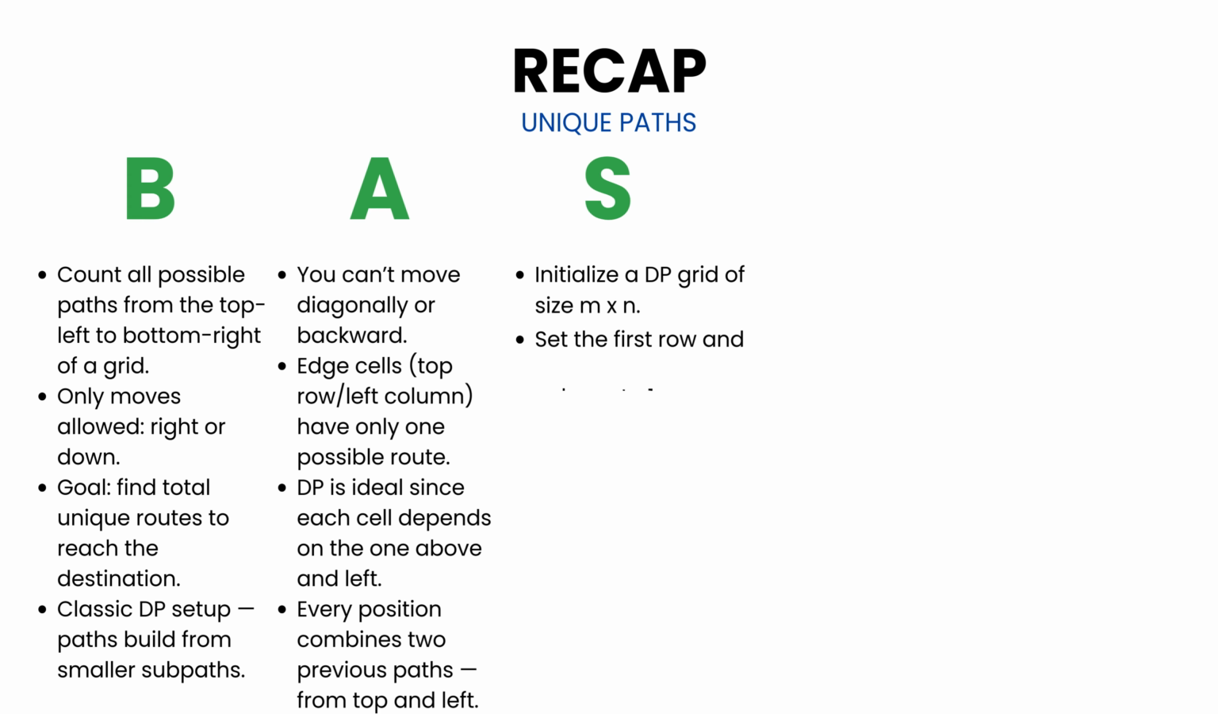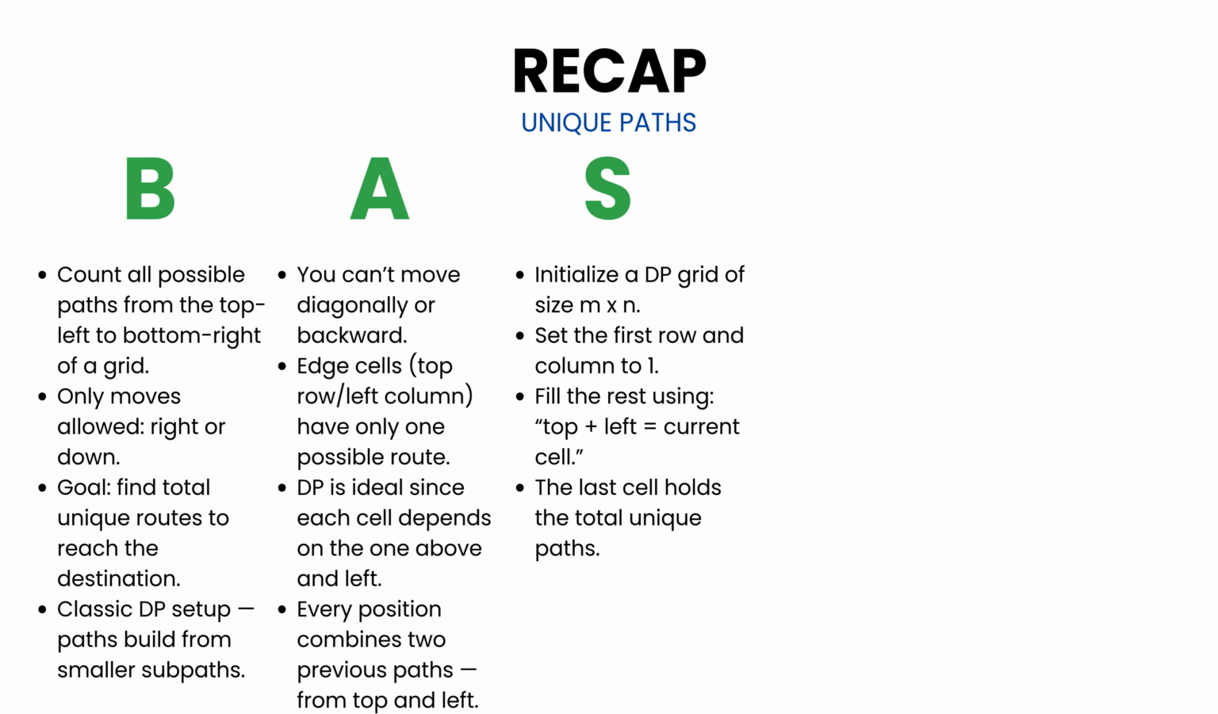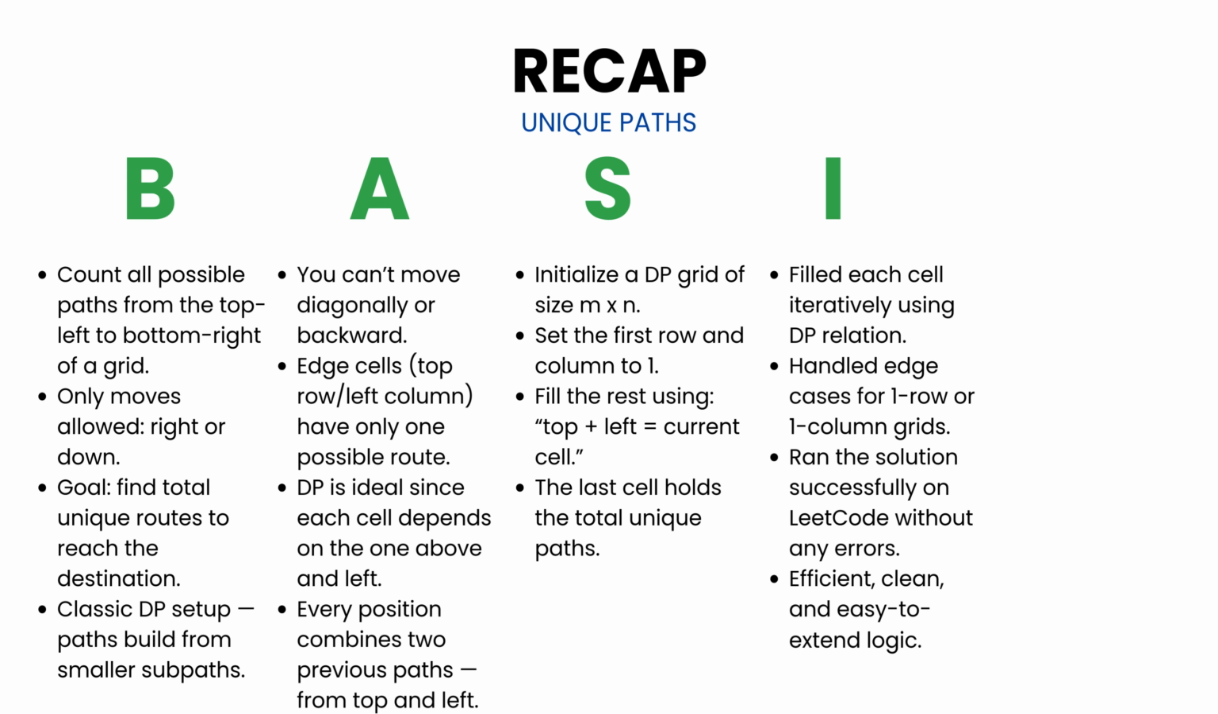Structure recap. We planned it like this. Start with a grid of path counts, initialize the first row and first column to 1 since there's only one way to move along the edges, and then fill the rest by summing the top and left cells. That pattern continues until the destination cell gives us the total number of paths. Implementation recap. We implemented the logic cleanly, ran the solution on LeetCode, and everything executed perfectly. No syntax issues, no boundary errors. The DP table built up exactly as expected, and the output matched every test case.